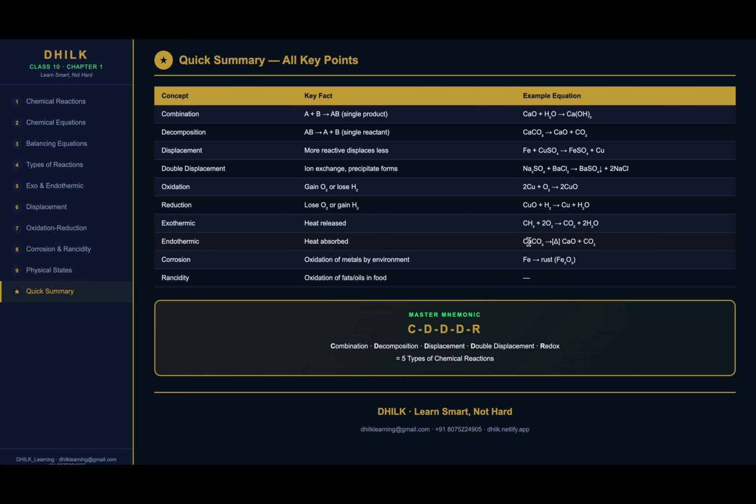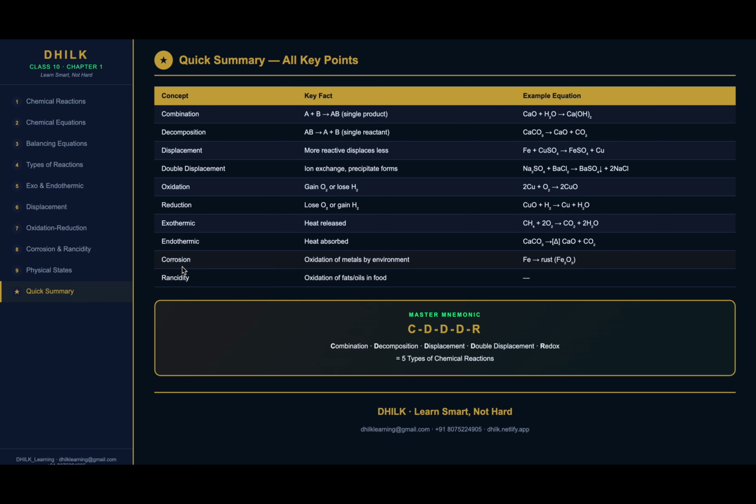For example, calcium carbonate conversion to calcium oxide and carbon dioxide, this is a decomposition reaction that we have learned in the decomposition part. During this reaction, heat is released. So this reaction is known as an endothermic reaction. If heat is released, then the reaction is known as an endothermic reaction.